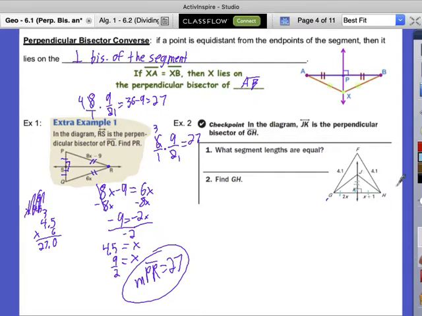Sure. Okay, what's another thing we can label? GF and HF. Okay, GF and HF. We know this has to be on the perpendicular bisector because they're congruent to each other, they're equidistant. Okay, yeah, that one's still equal. So FK is congruent to FK.